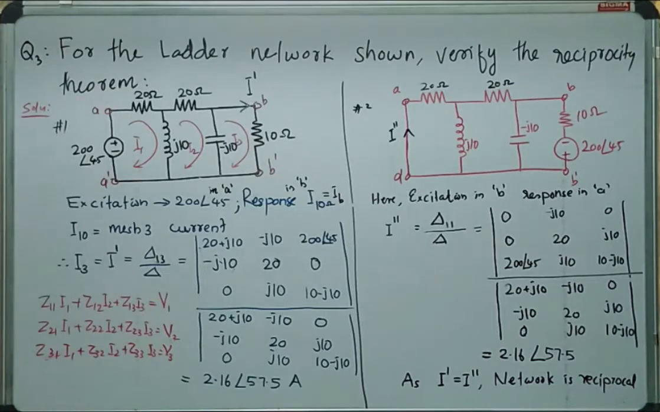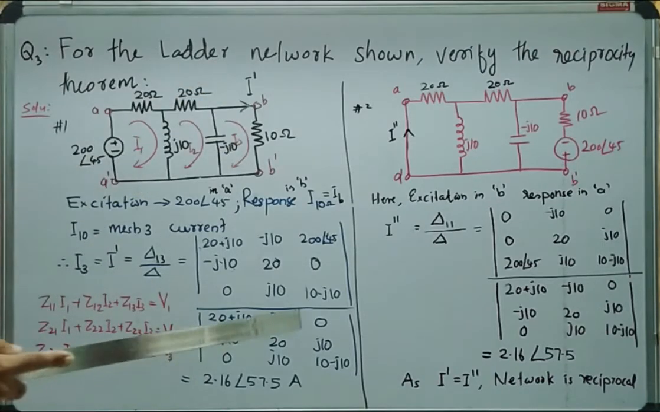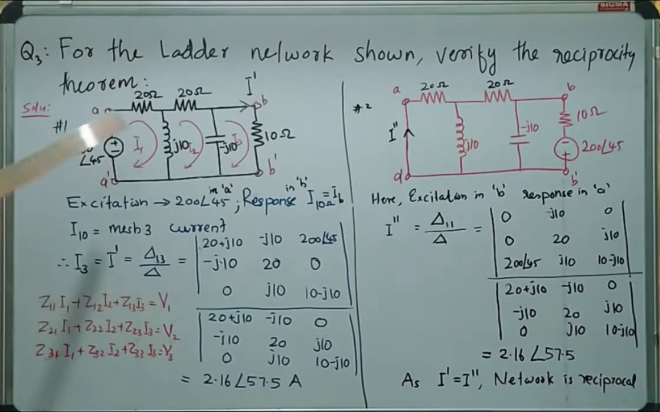Coming to the off-diagonal entries, we need to consider the current direction. When we are considering mesh 1, the current is positive, and for mesh 2 we need to check. Here I1 and I2 are in opposite directions, so the sign for Z12, the impedance common between mesh 1 and mesh 2, is negative. Similarly, there is no impedance common between mesh 1 and mesh 3, therefore it is 0. When we are considering mesh 1, the voltage is 200 angle 45, so V1 becomes 200 angle 45. In mesh 2 there is no voltage, therefore V2 is equal to 0.